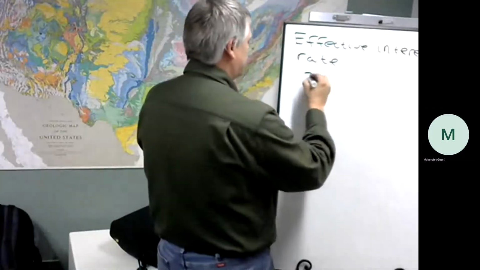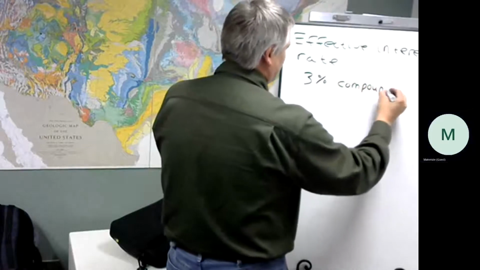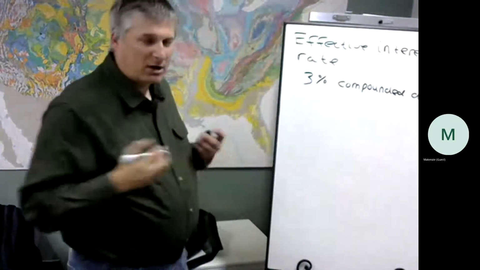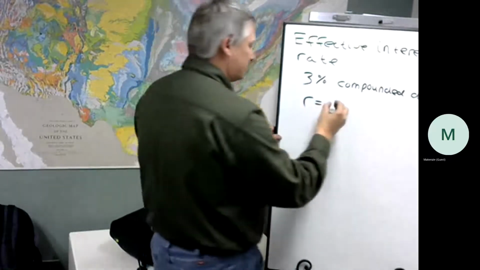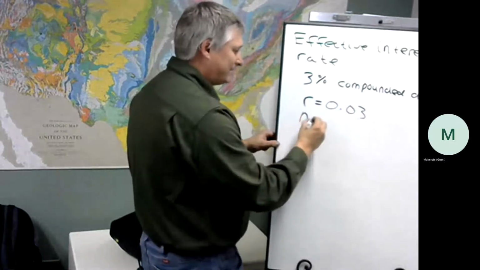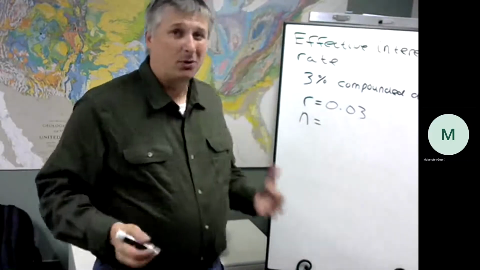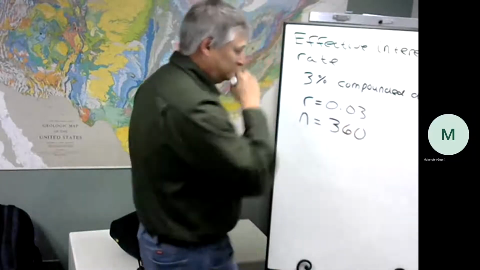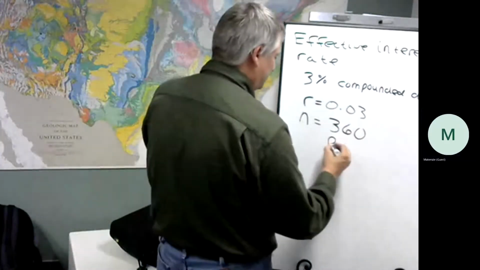Let's say we have 3% compounded daily. Now, compounded daily, well, first, our R is going to be this divided by 100, 0.03. Compounded daily, unless they say to use the exact method, we assume the ordinary method. So that means daily will be 360. And so, again, we're going to use P is 100.